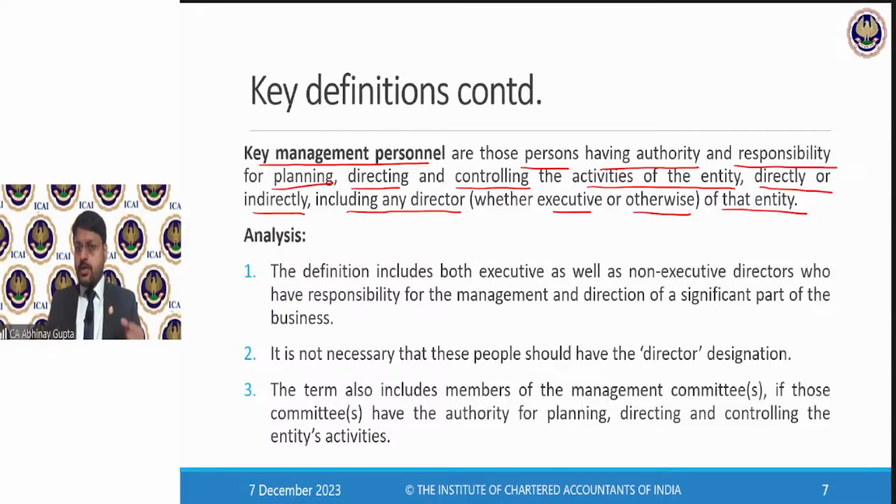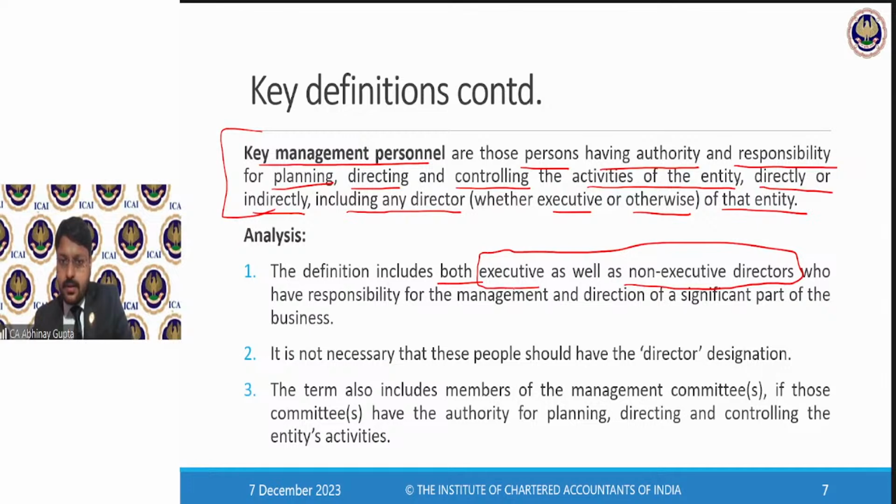A director may be an executive director or a non-executive director. Both are covered. Under Ind AS 18, non-executive directors are not covered, but under Ind AS 24, non-executive directors are also covered. So all these people or sets of people will be regarded as KMP for our discussion. Now, whenever I say KMP, KMP means any person who is meeting this definition. Now, the definition includes both executive as well as non-executive directors.